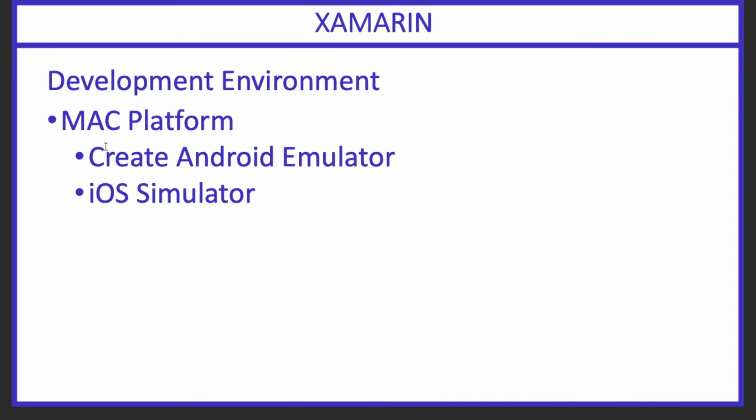In case of Mac platform, you create the emulator, and it has the iOS simulator up to the latest version of iOS. That simulator will be available in the system. You can make use of this simulator and emulator for execution. Now we will see the Mac platform execution.